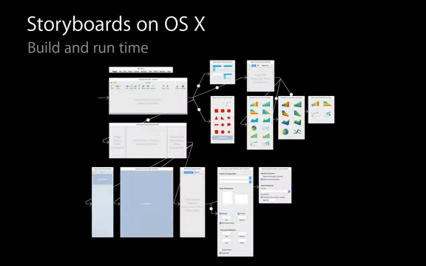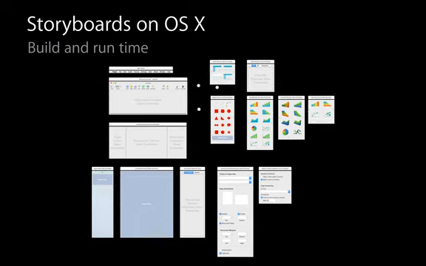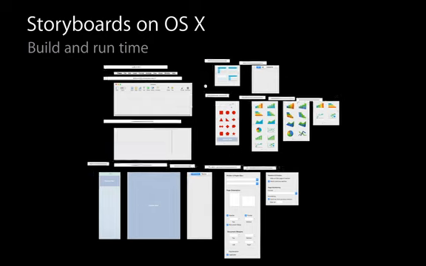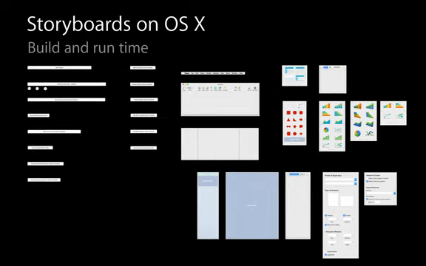So at build time, each storyboard scene is broken down into each of its constituent parts. Views are separated from view controllers, windows are separated from window controllers, and the transition segues are embedded inside of their parent controllers. This is done to make the process of loading your user interface as lazy as possible at runtime.